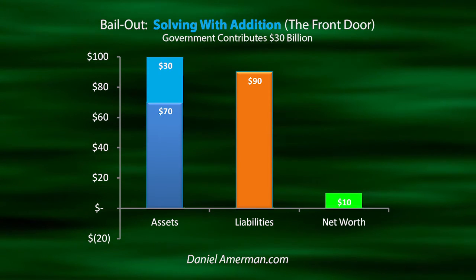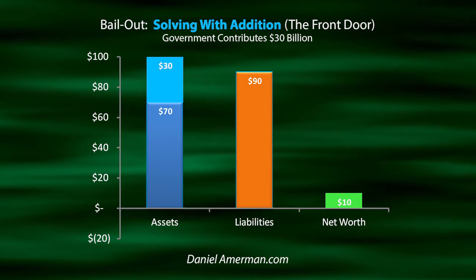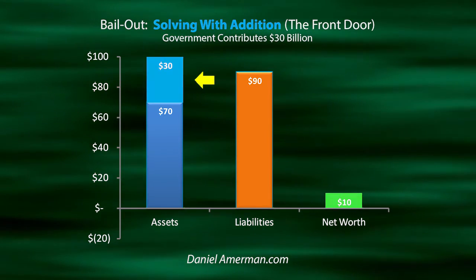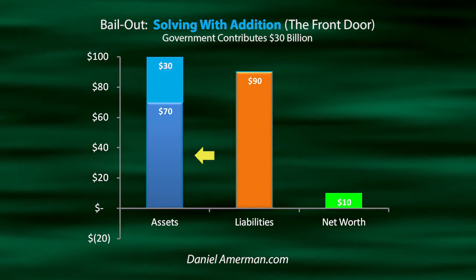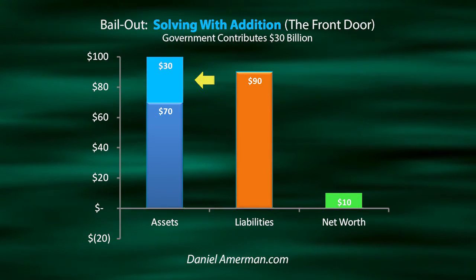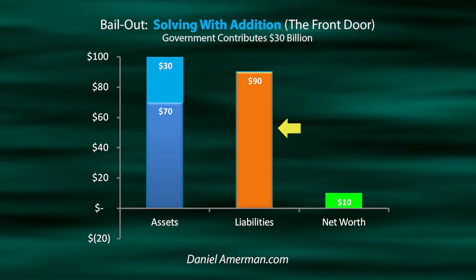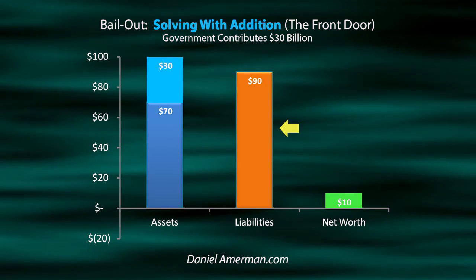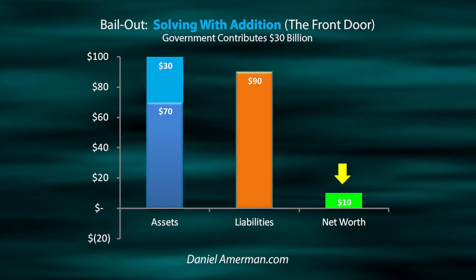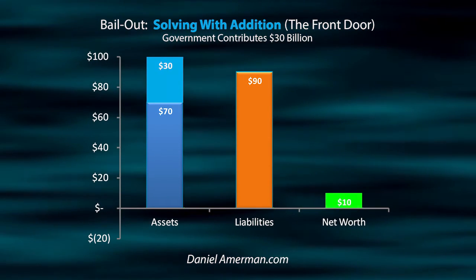And we do a bailout. And as you can see, how a bailout works is the government contributes $30 billion to the bank. So we take the $70 billion in assets we had before. We have the $30 billion that's put back in. We're back up to a total of $100 billion. We take off the $90 billion in liabilities that never changed, and we still have a $10 billion net worth, which is 10%. It's as if that financial crisis never happened.